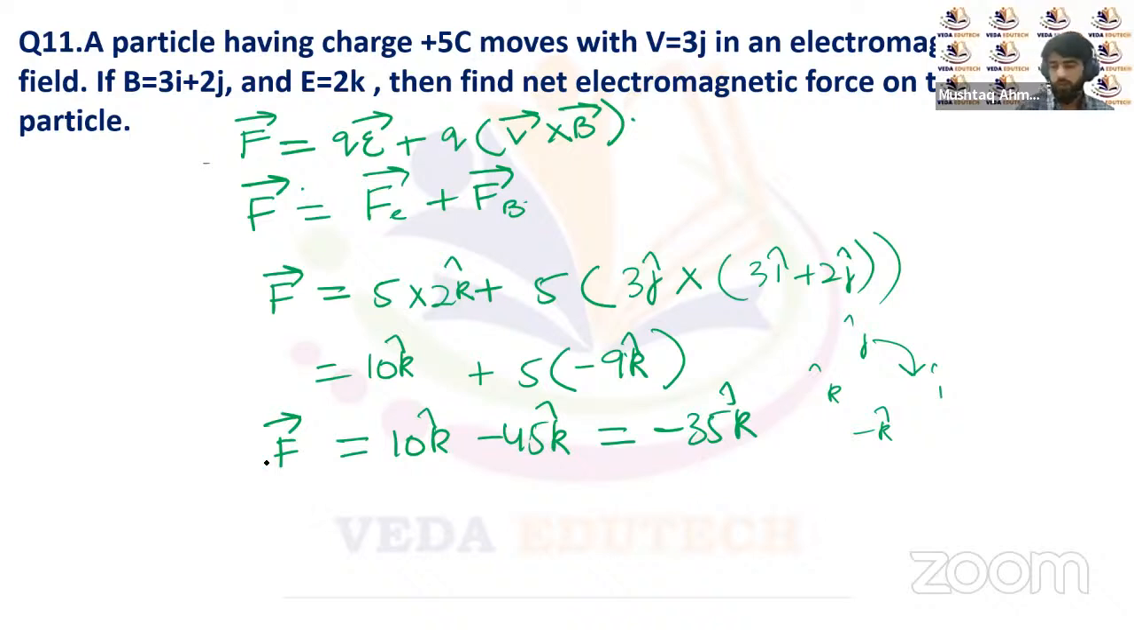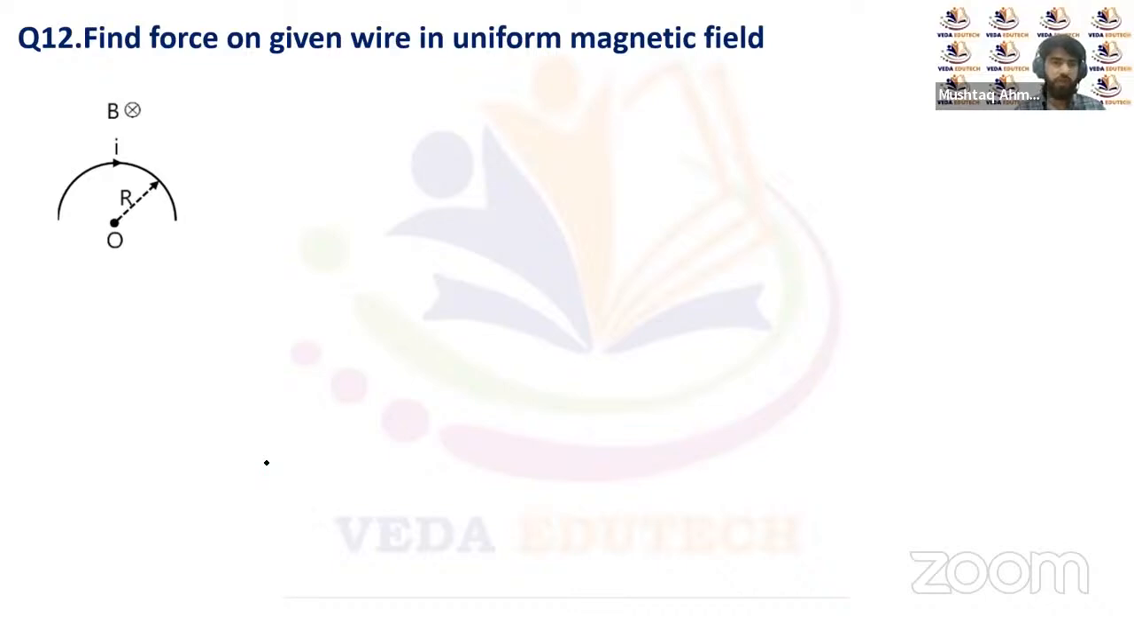Now let's move on to the next question: find the force on a given wire in a magnetic field. The force on a current carrying wire in a magnetic field due to the external magnetic field is always given as the integral of I dL cross B, if I is a constant. This is the net force acting on a current carrying wire in the presence of an external uniform magnetic field.